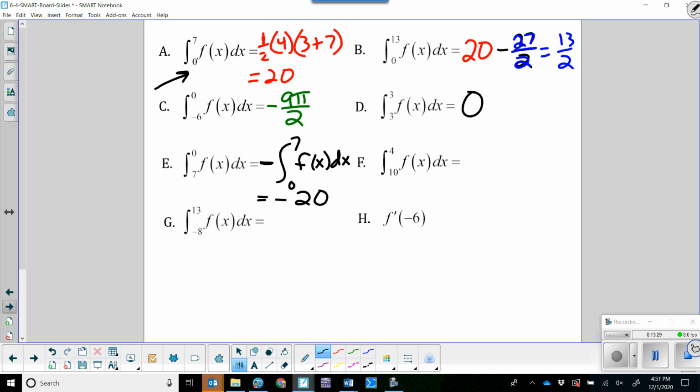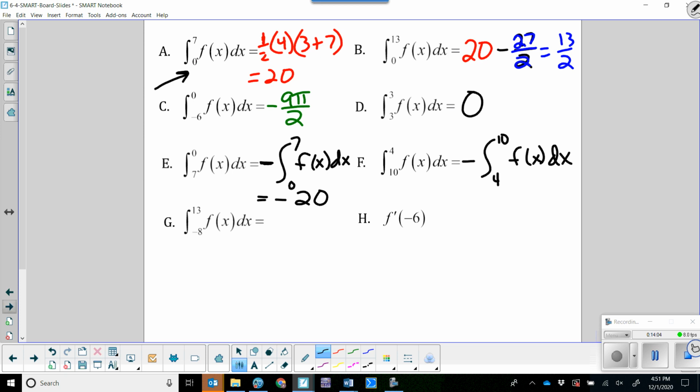Okay, so let's look at F. F says we're going from 10 to 4. Well, we're going to rewrite that as the integral from 4 to 10 of f of x dx. And also make sure that you are always writing it lower limit of integration to upper. You're always saying it that way, because if you start messing around with it, you're going to end up in kind of a mess. Okay, so just telling you, it's always lower to upper. Learn it that way. It'll never get you confused.